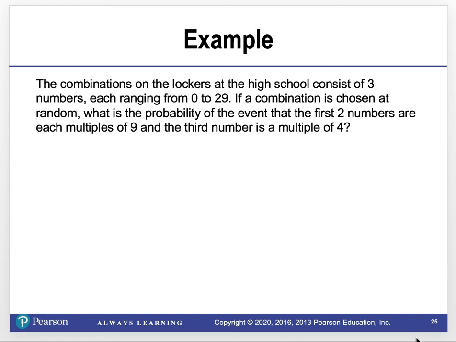Okay. The combinations on the lockers at the high school consist of 3 numbers, each ranging from 0 to 29. If a combination is chosen at random, what is the probability of the event that the first 2 numbers are each multiples of 9 and the third number is a multiple of 4? Okay, this doesn't list any restrictions. They don't say anything about numbers can't be repeated.